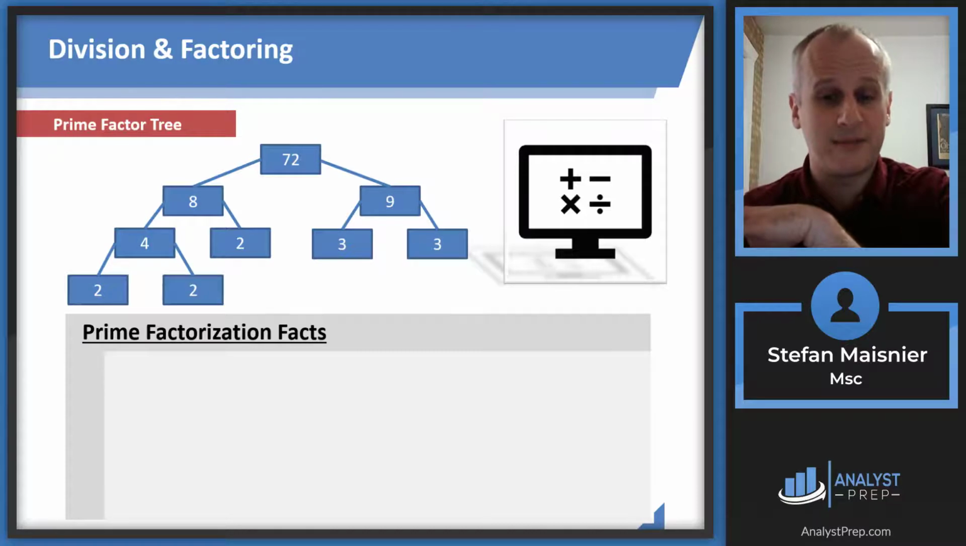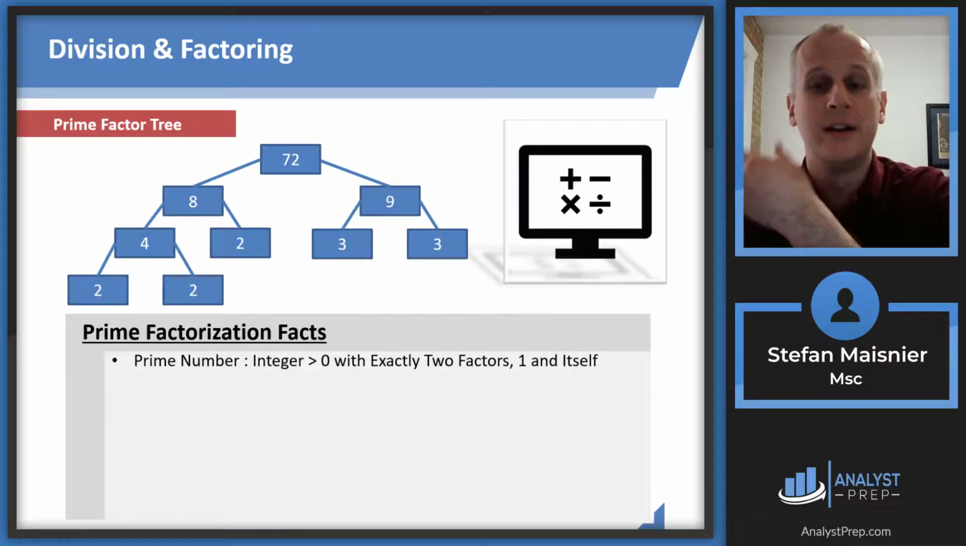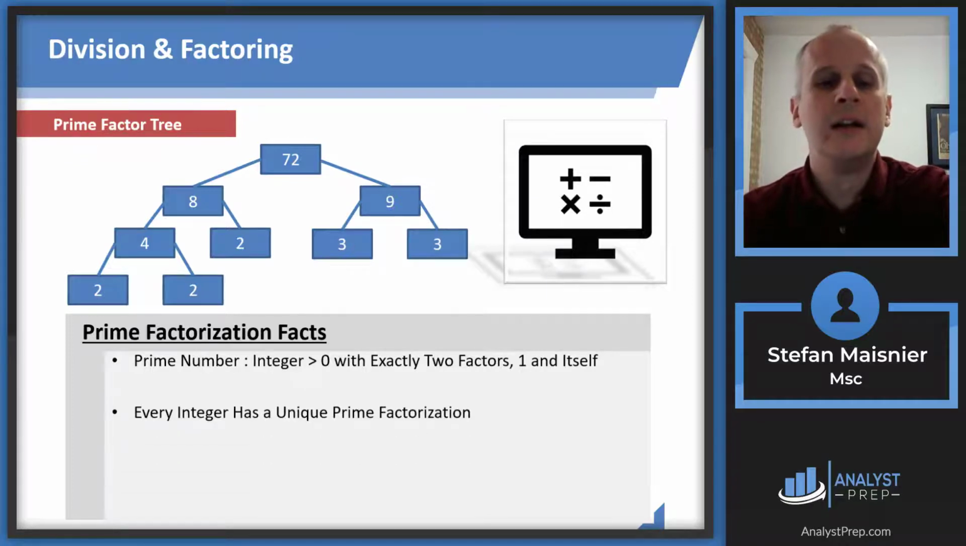So some facts about prime factorization. First, the definition of a prime number is that it's an integer that is greater than 0 with exactly 2 factors, 1 and itself. And we know that 2 and 3 are each prime because their only factors are 1 and the number itself.